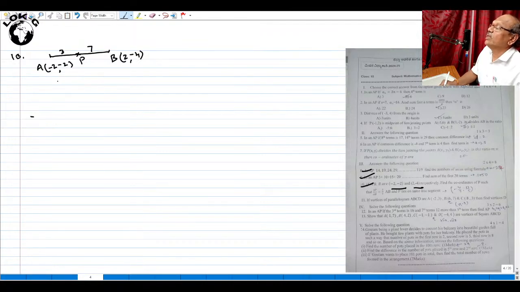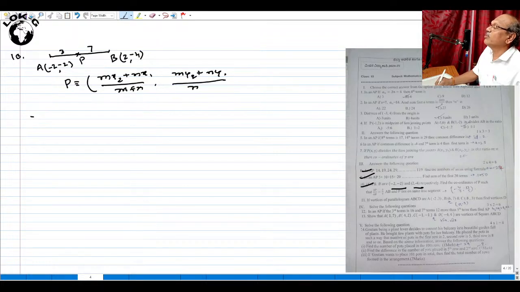Just compare this with the section formula. What is the section formula for internal division? The coordinates are given by (mx2 plus nx1) divided by (m plus n), then (my2 plus ny1) divided by (m plus n). Unless you have good practice, write the formula and properly substitute. After good practice, you can directly apply. Which one is x1? You have to carefully observe. This is x1, this is x2, this is y1, this is y2.